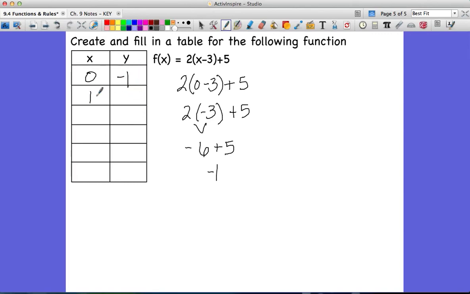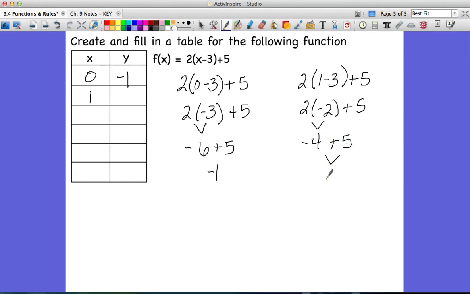If I put in 1, I do 2 times the quantity 1 minus 3 plus 5. I have to do 1 minus 3 first, which gives me -2. 2 times -2 gives me -4 plus 5. So -4 plus 5, that should give me 1.